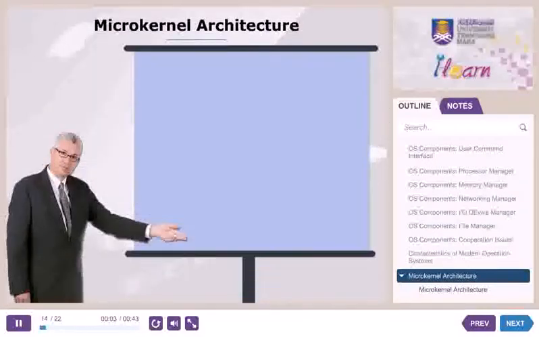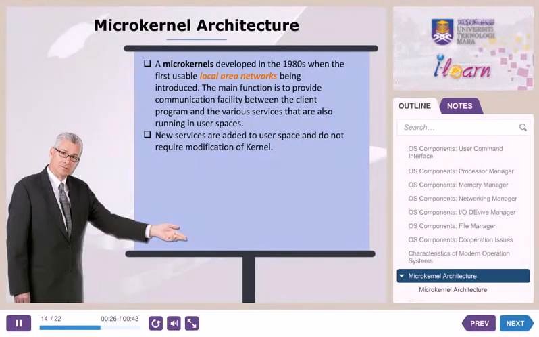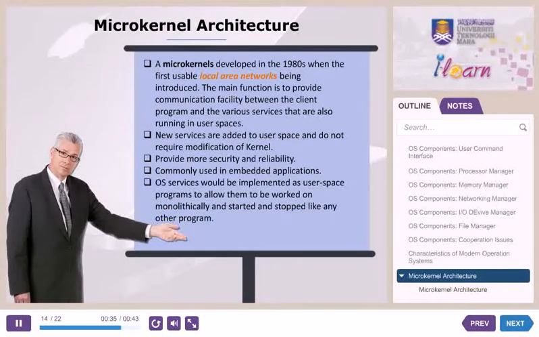Microkernel architecture. A microkernel was developed in the 1980s when the first usable local area networks were being introduced. The main function is to provide a communication facility between the client program and the various services that are also running in user space. New services are added to user space and do not require modification of the kernel. It provides more security and reliability, and is commonly used in embedded applications. OS services would be implemented as user space programs to allow them to be worked on monolithically and started and stopped like any other program.